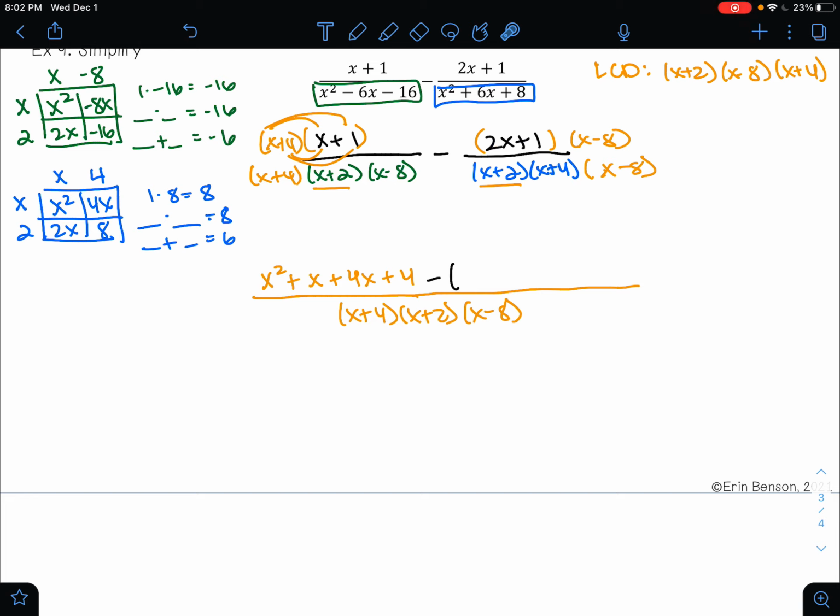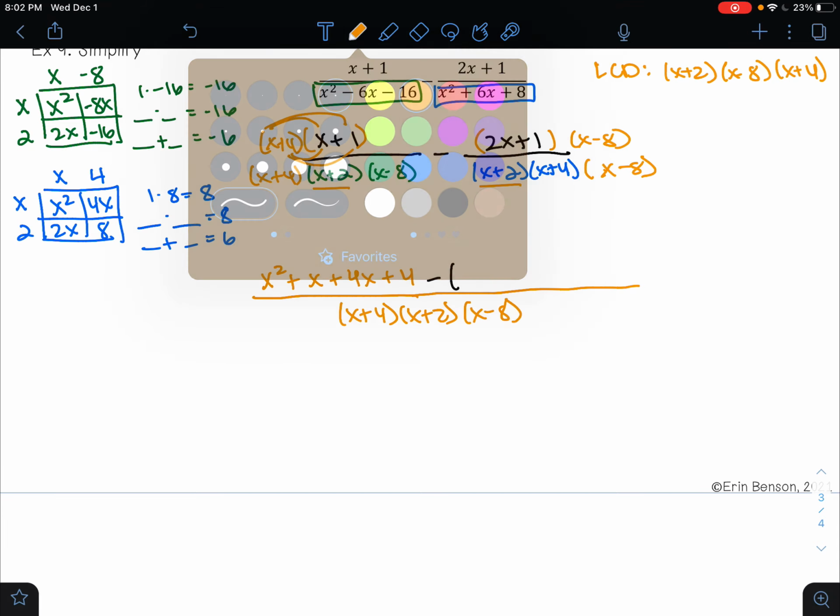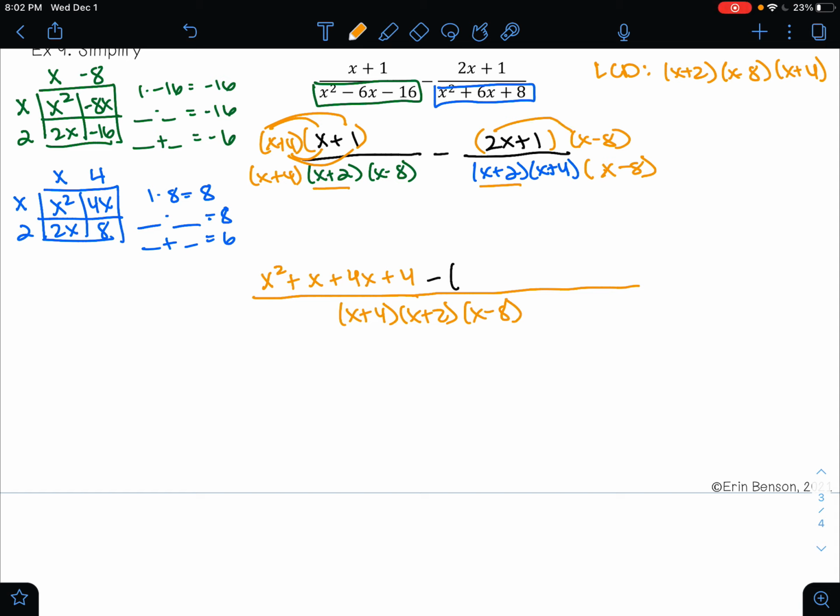I am again going to use the distributive property here. 2x times x is 2x squared. 2x times negative 8 is negative 16x. 1 times x is 1x. And 1 times negative 8 is negative 8.